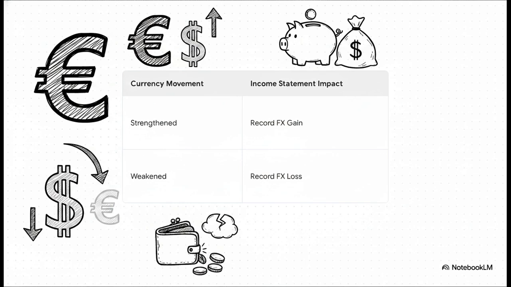The cause and effect here is super simple, and it completely dictates how your journal entry is going to look. If the foreign currency strengthens against your functional currency, like the euro becoming more valuable against the dollar in our last example, bam, you record an FX gain. But if the foreign currency weakens, you record an FX loss. It's just a straight-up reflection of your purchasing power at that exact point in time.